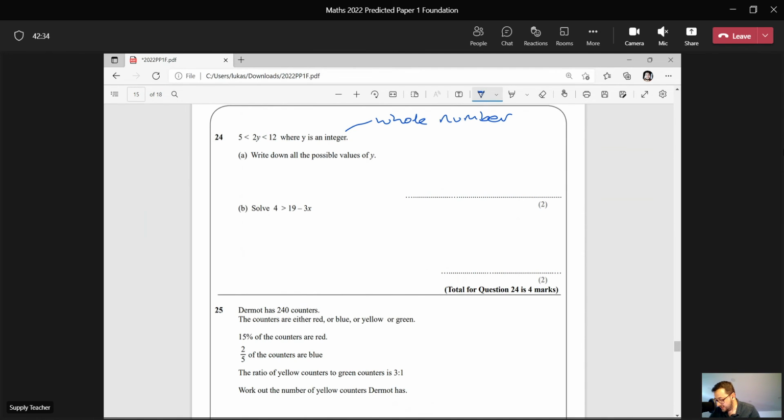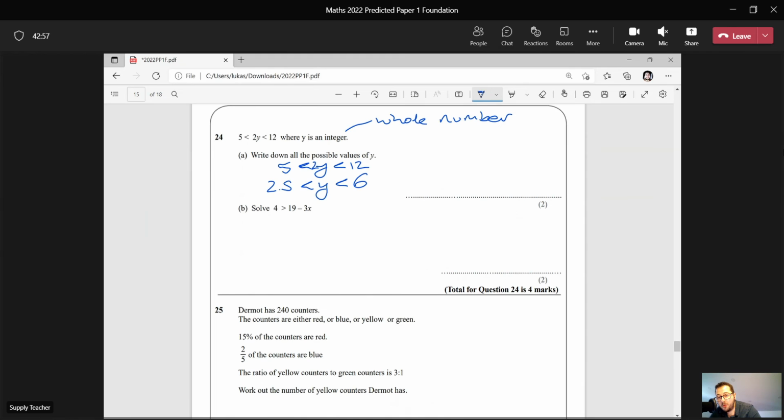Okay, so the first thing is we've got 2y. Like we would with solving anything, we just want to half it. So let's write it out again. We've got 5 is less than 2y is less than 12. So we just want to half everything. Half of 5 is 2.5. Half of 2y is just y. And half of 12 is 6.